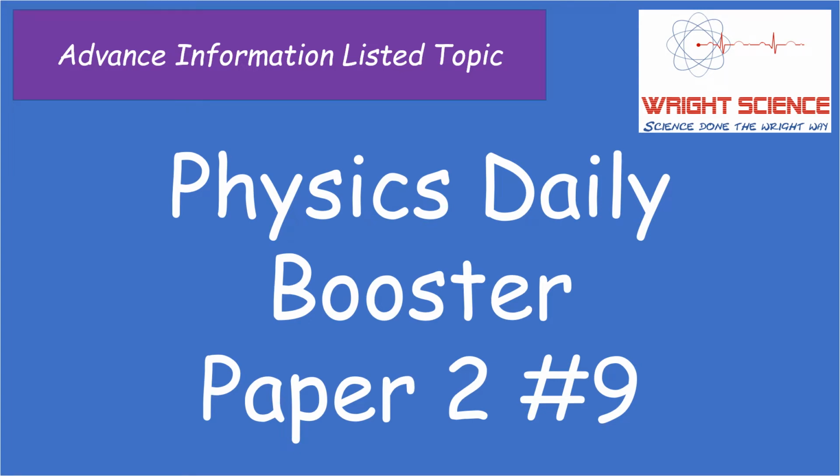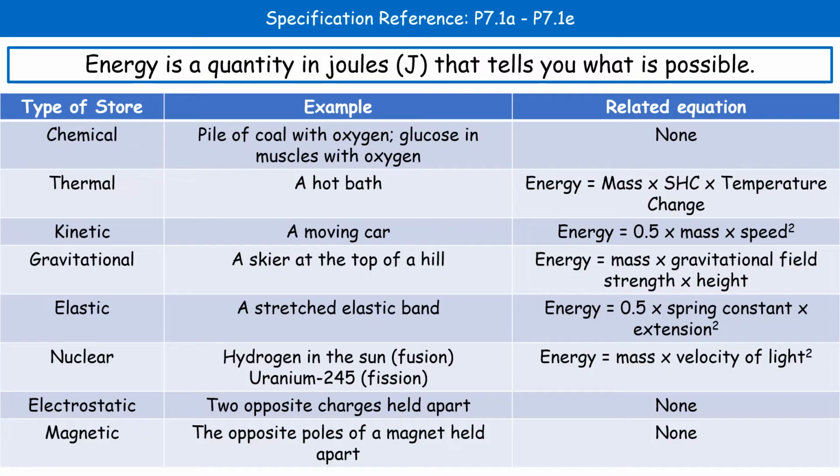This is number 9 in our Paper 2 series, and it is on the advanced information for both foundation physics and higher tier physics. We are going to start the topic of P7 in our booster today. So, first thing we need to know then is when we are talking about energy, it is measured in joules. That has a symbol of a capital J.